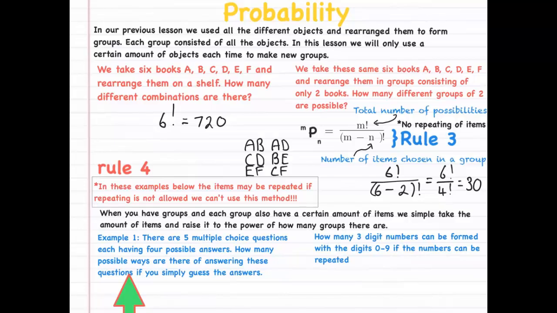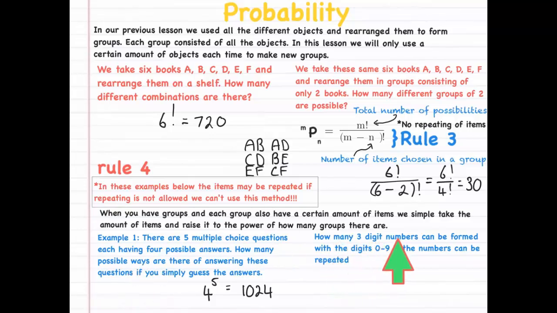We take the amount of items. There's 4 items in each group. And then how many groups are there? 5, and that equals 4 to the power of 5. And this is quite easy. 4 to the power of 5 is 1024. Okay, easy, right? So let's have a look at the next question.